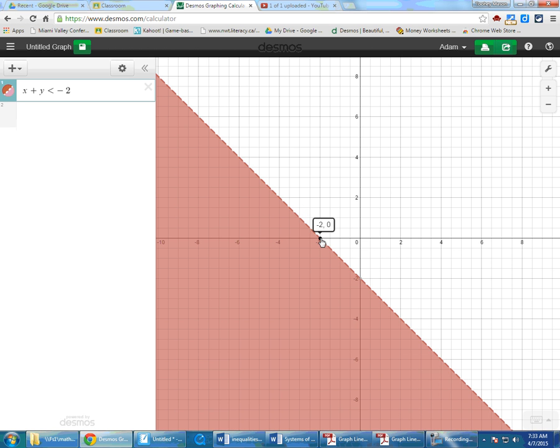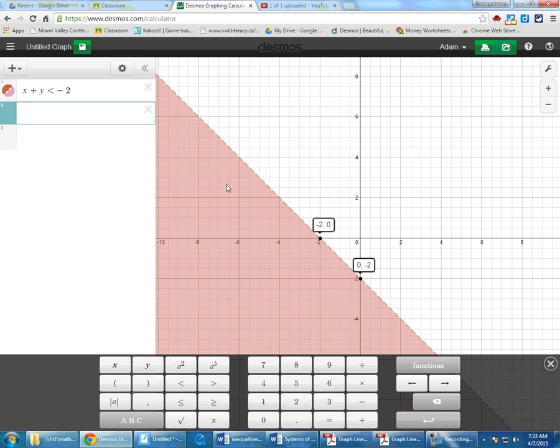Now, these points are not solutions. I can prove they're not solutions by plugging in -2 for x and 0 for y. If I plug them in here, -2 plus 0 gets me -2. So that would equal -2 if I plug this point in. -2 is not less than -2. It is equal to it. So this point is not a solution.